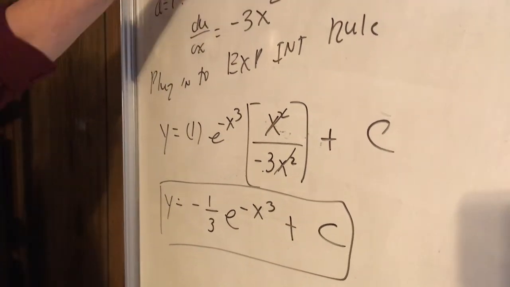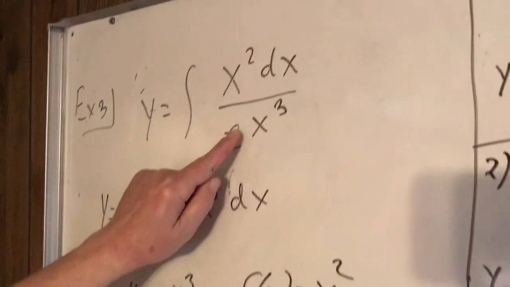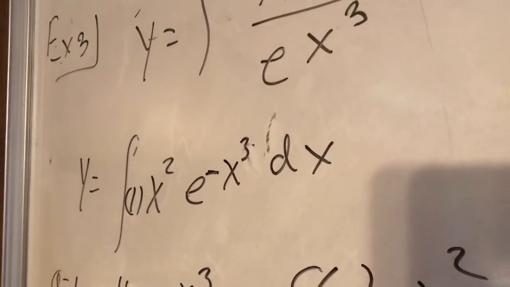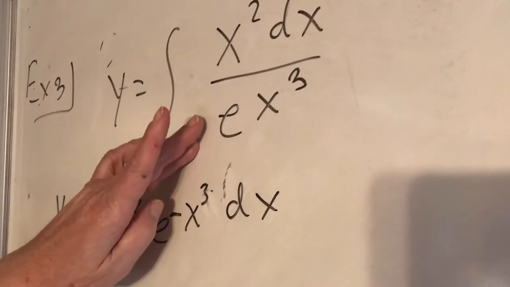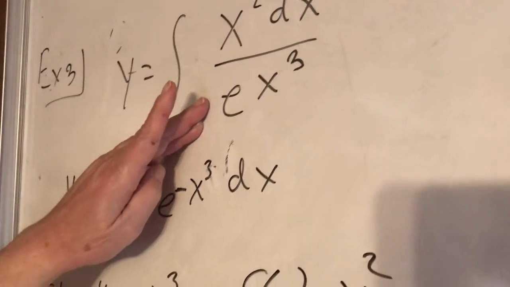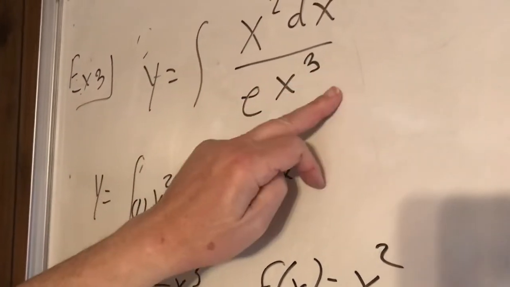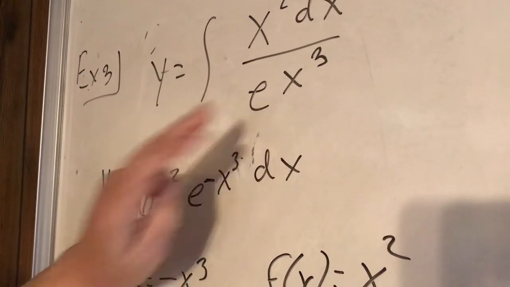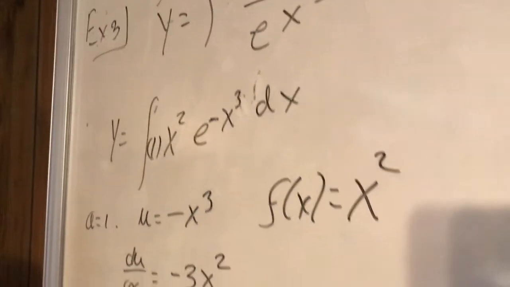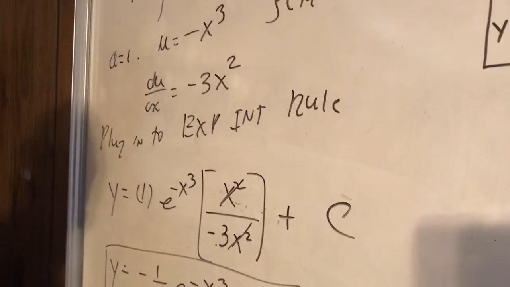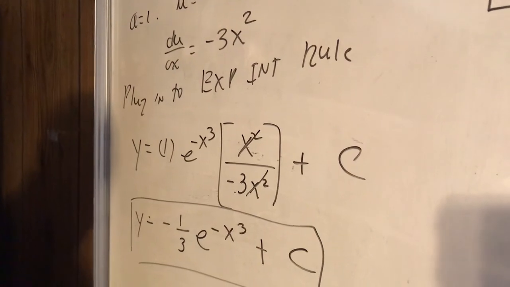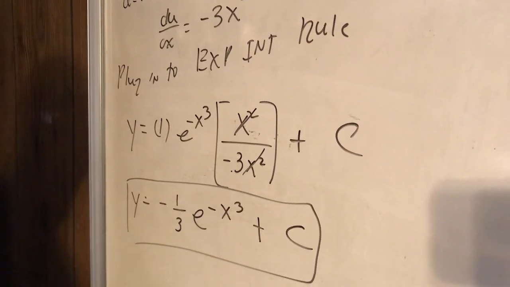Just don't forget, when you're bringing this up here, the power is x to the third, not... I've seen people bring this up here and have e to the x to the minus 3. That's not true. This exponent of e is x to the third. Okay, so just remember that. A lot of people have made mistakes on exams on that. Let's take another one.